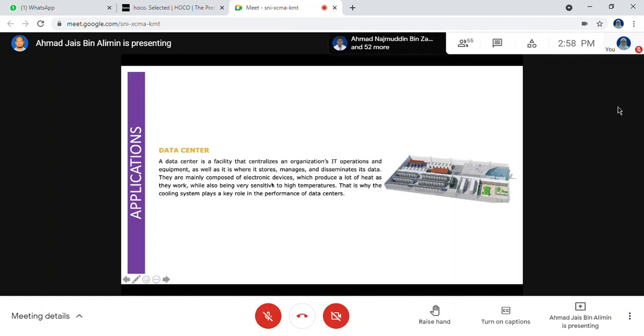Mainly composed of electronic devices. So the example I gave you just now, the cryptocurrency industry. Secondly, the online shopping platform. So the owners of Shopee, Lazada and so on need to maintain the data. So they involve a lot of electronic devices, a lot of heat, so they need to cool down the system. So cooling plays a key role in the performance of the data center.